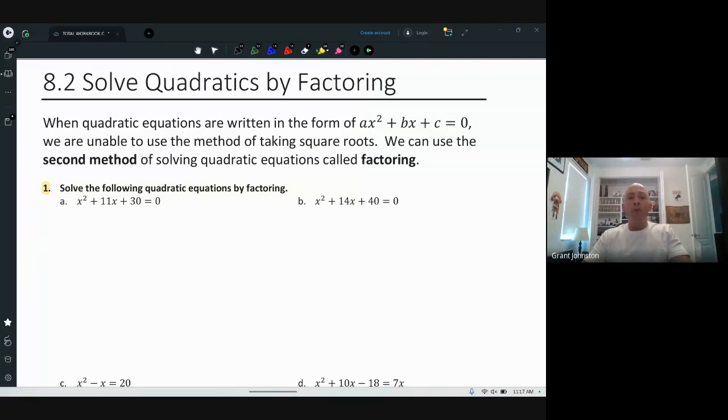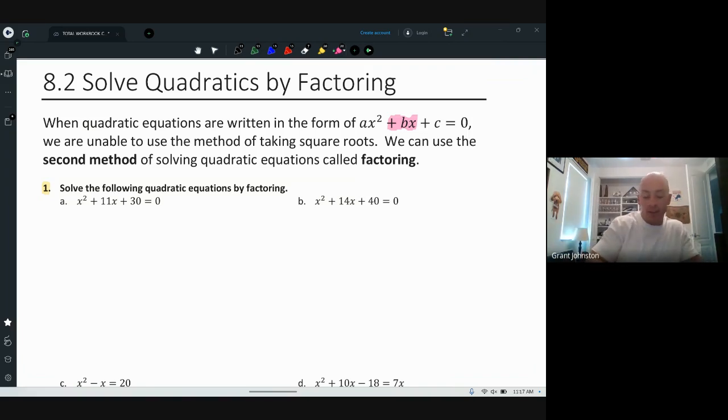All right, 8.2, solve quadratics by factoring. So what it says here is, when quadratic equations are written in the form of ax squared plus bx plus c equals 0, we are unable to use the method of taking square roots like we did in the last lesson. We can use the second method of solving quadratic equations called factoring. What's unique about all these problems down here is that they have this bx term. And because of this bx term, we can't just do the normal taking square roots.